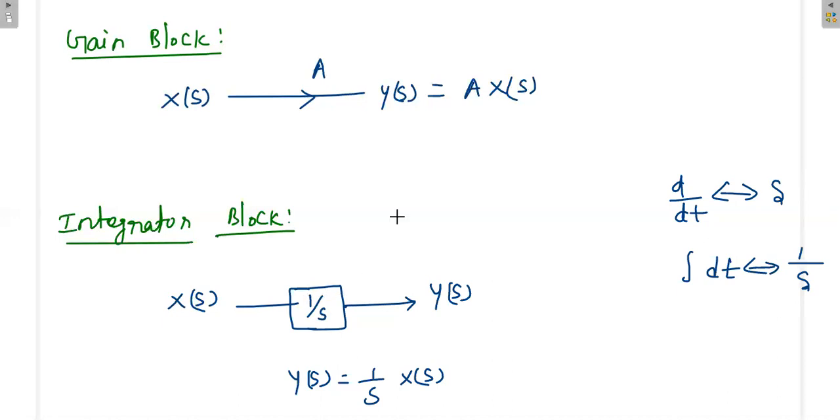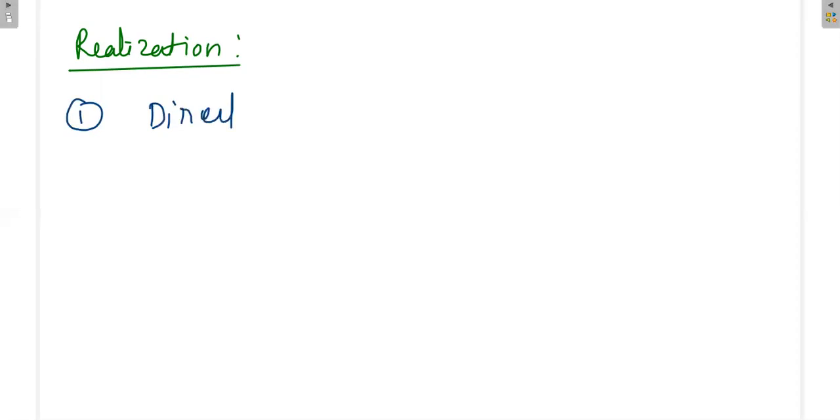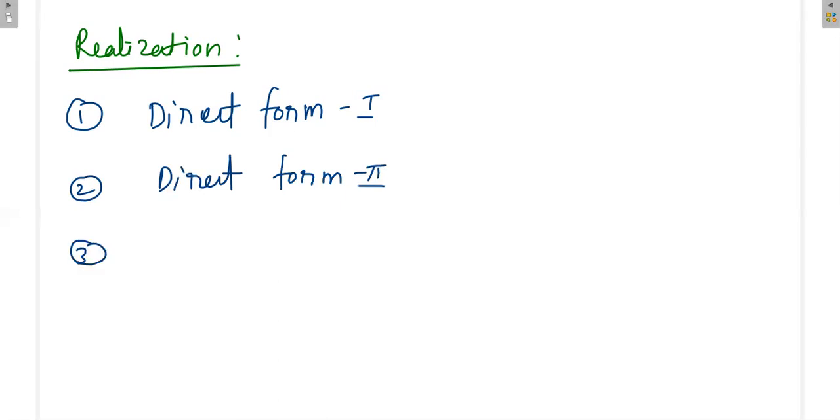In the realization of a block diagram, there are four different methods: direct form 1, direct form 2, cascade form, and parallel form. Given the transfer function, we can realize it in any one of these four methods.